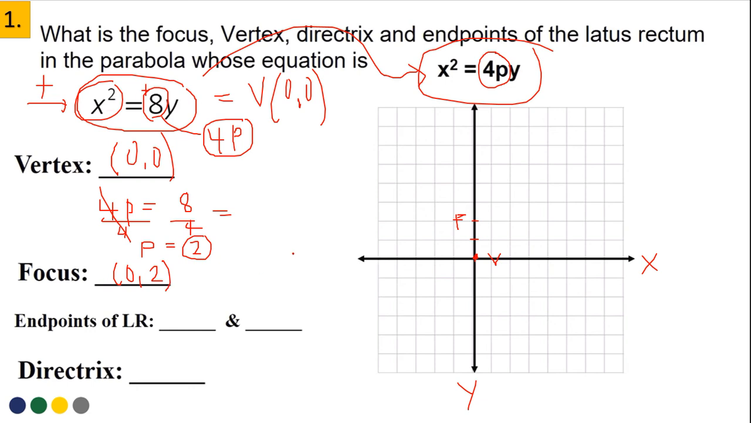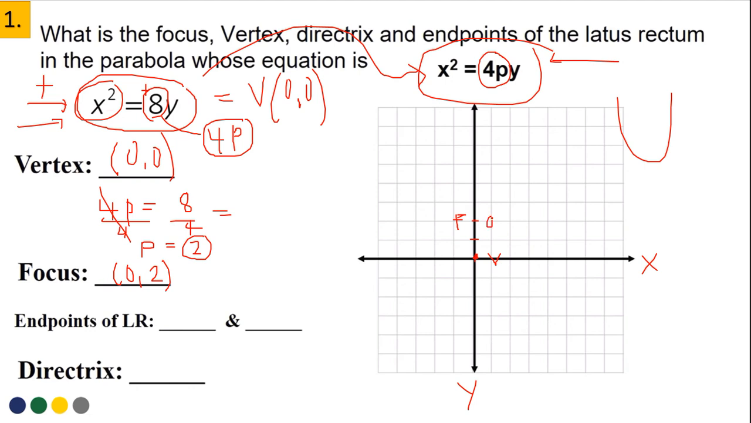Hindi po siya pwedeng maging 2, 0. Hindi po. Kasi po, yung opening ng ating graph ay the opening of the graph is upward. Okay? Upward po yan. Kasi nga, x yung naka-squared and then positive yung 4p natin or 8. Yung 4p, pinalitan na siya ng 8. So, ito yung formula na ginamit and this is the given equation.